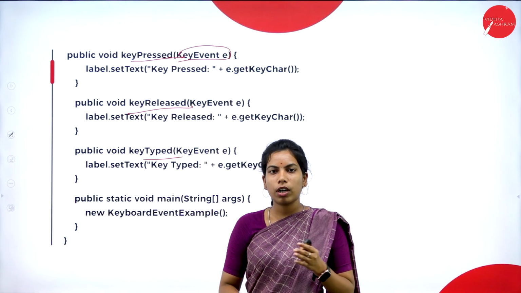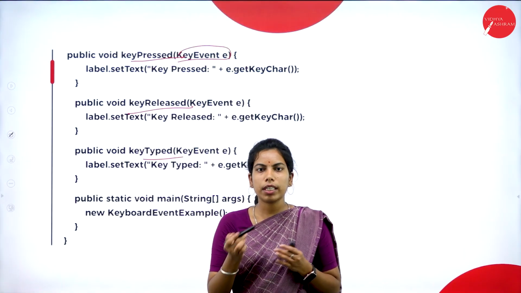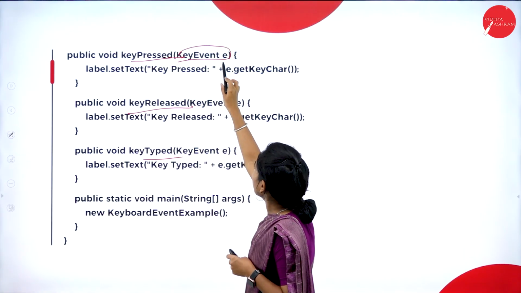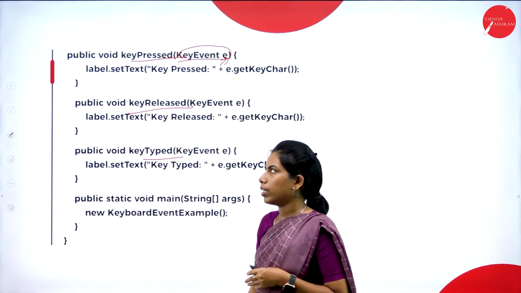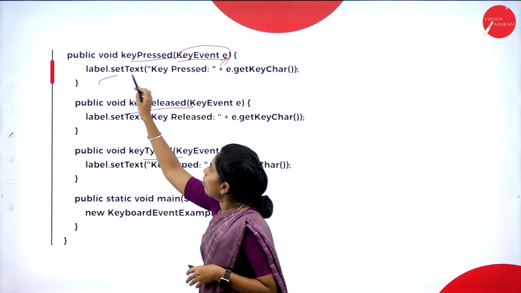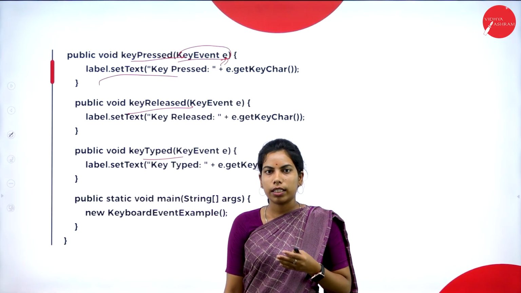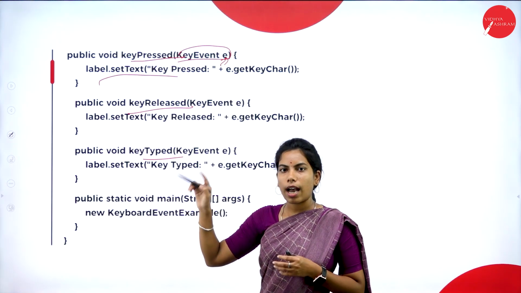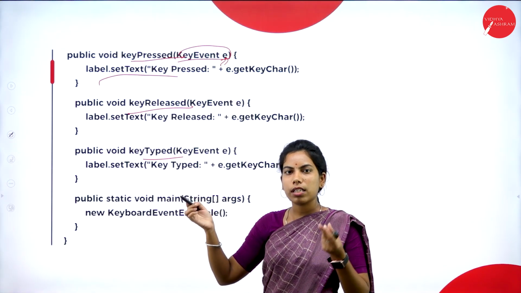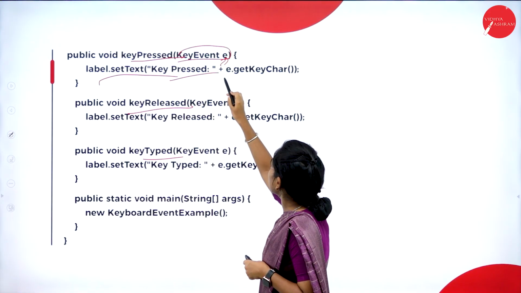The KeyEvent object, because all the key events occur in the KeyEvent object, with a reference variable name. And label.setText, where setText is also a method name. When a key is released or pressed, it has to show some message to the user, right? That is keyPressed.